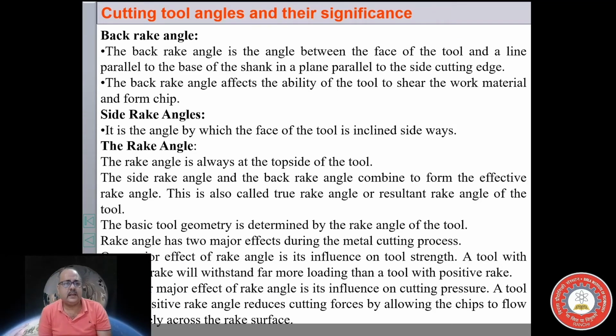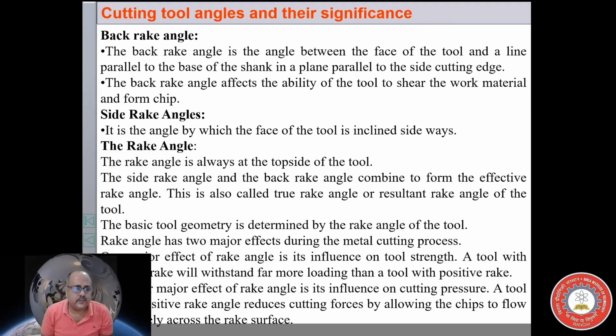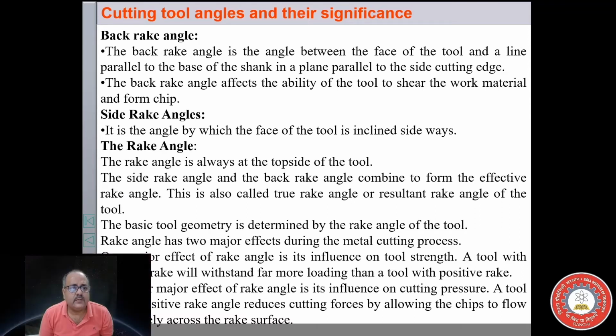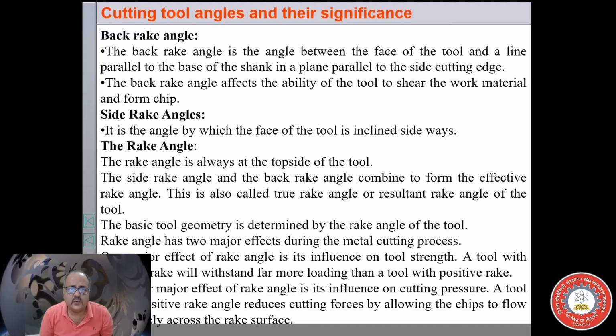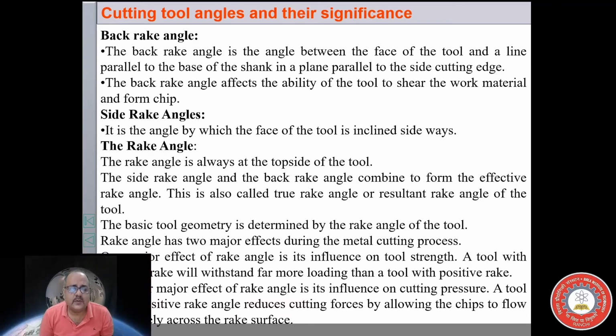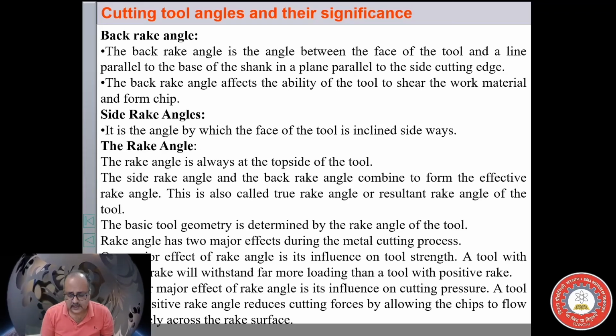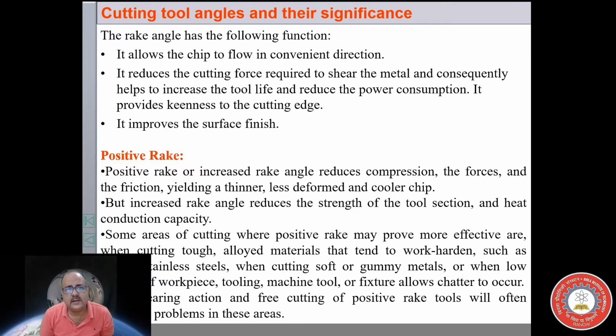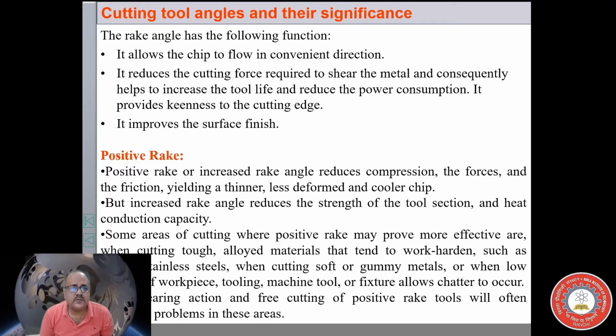Okay, so what is back rake angle and side rake angle? I have said that the resultant rake angle is derived from the back rake angle and side rake angle. So what is the importance of this rake angle? Now the rake angle allows a passage for the chip to flow conveniently. It determines how much power will be required in metal cutting. So if you increase the rake angle, the power required will be less. So the rake angle allows chips to flow in a convenient direction, reduces the cutting forces, provides keenness to the cutting edge and improves the surface finish.